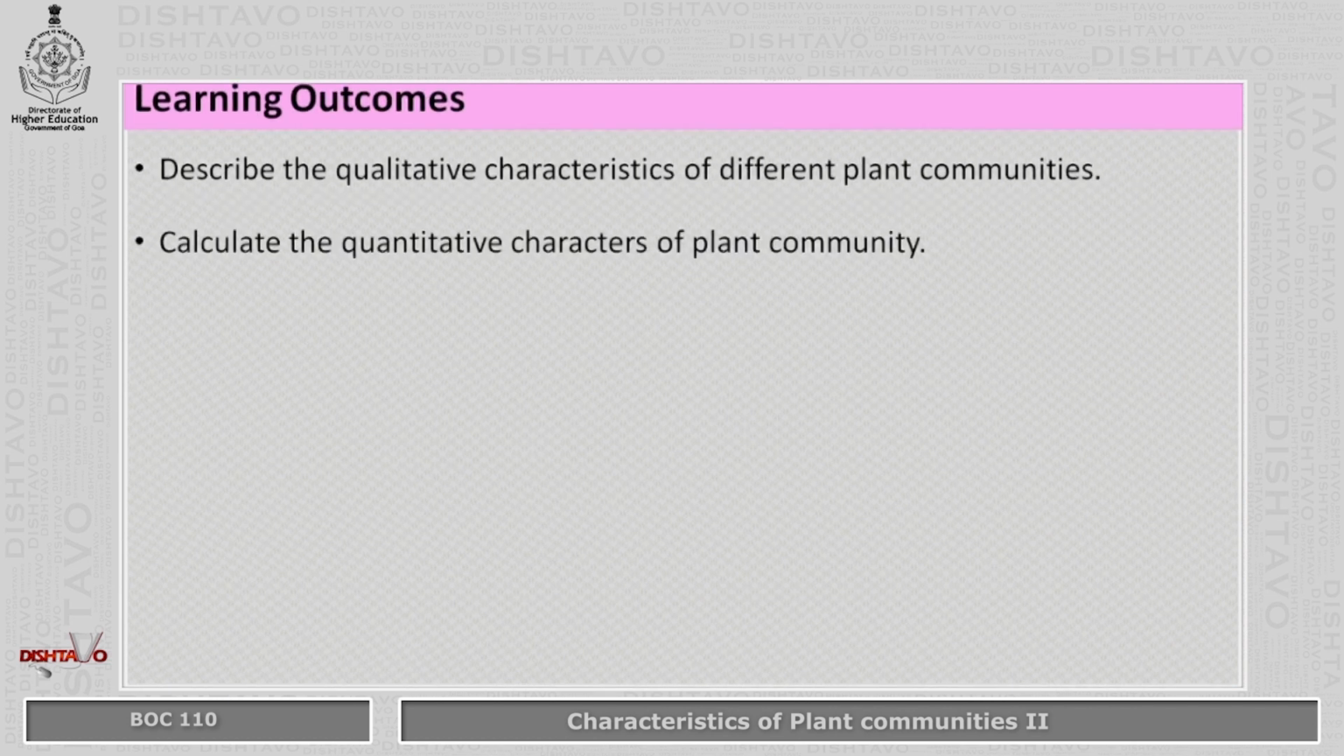Learning outcomes. At the end of this module, the student will be able to describe the qualitative characteristics of different plant communities and calculate the quantitative characters of plant community.